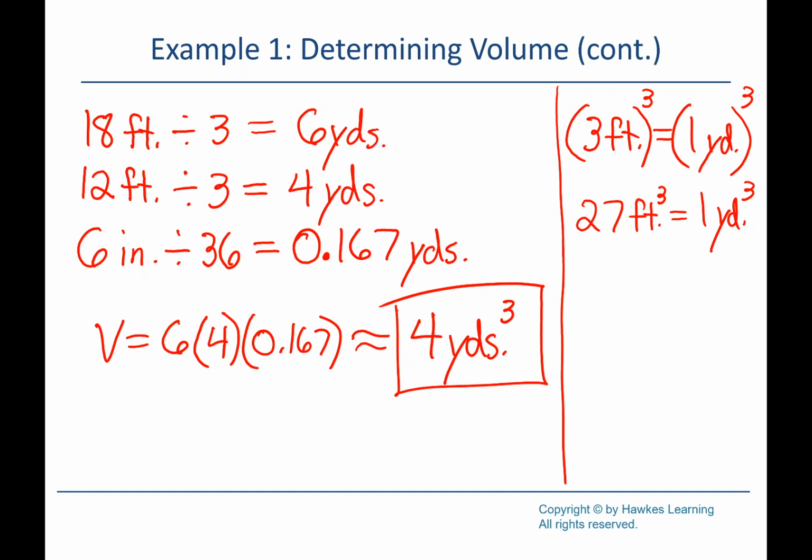Okay. Yes, I'm sorry. 3 feet in the yard. Yeah. And then 36 inches in the yard. Yep. Any other questions? All right, so now we got a part B. That's part A.